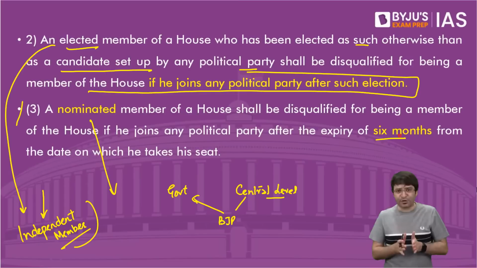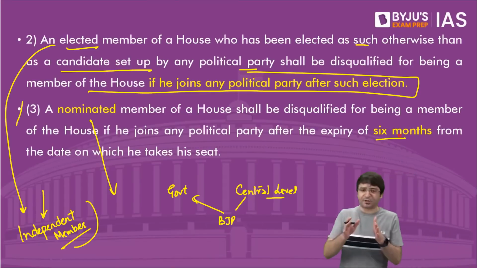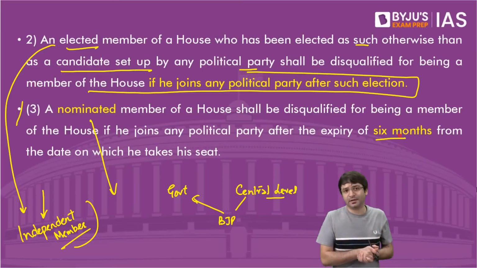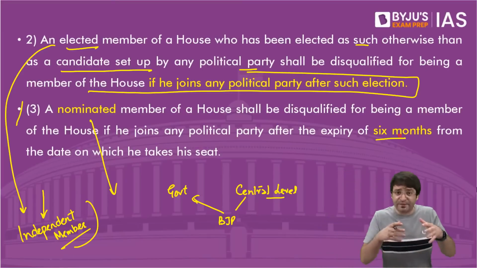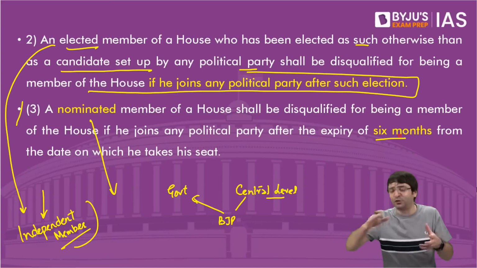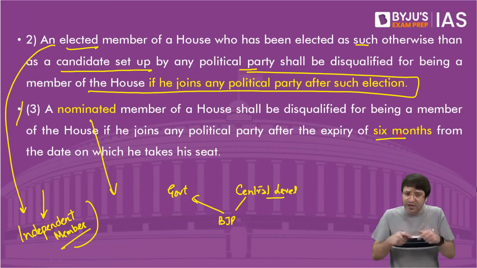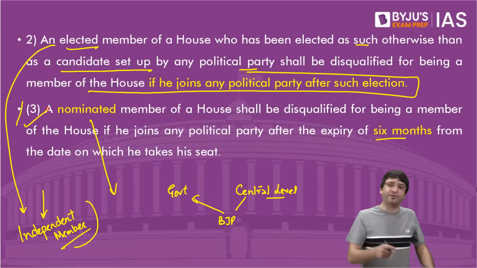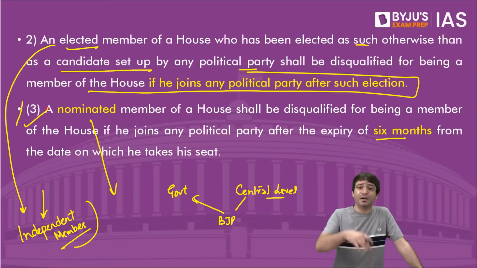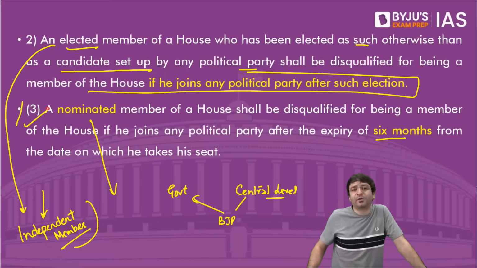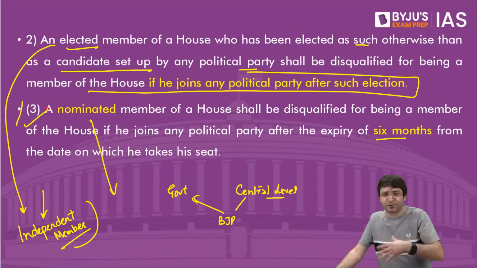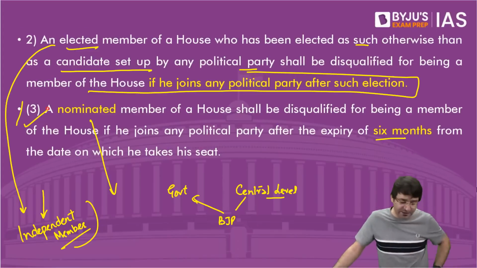I am nominated today to Rajya Sabha. I have 6 months to decide whether I should join a political party or not. If I join a political party within 6 months of my nomination, I will not be disqualified. But if I join a political party after 6 months of my nomination, I will be disqualified under anti-defection law. These are the provisions of anti-defection law. So what was the need to bring this law? We know that. What are the provisions of this law? We know that. Let's come to the other interesting part.